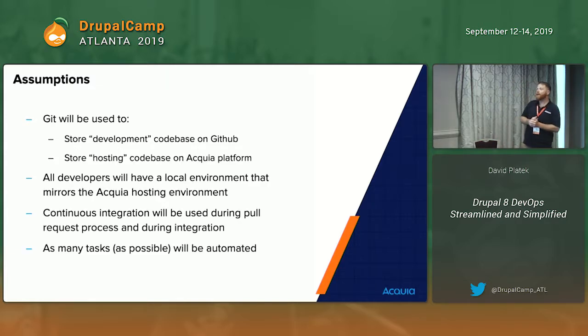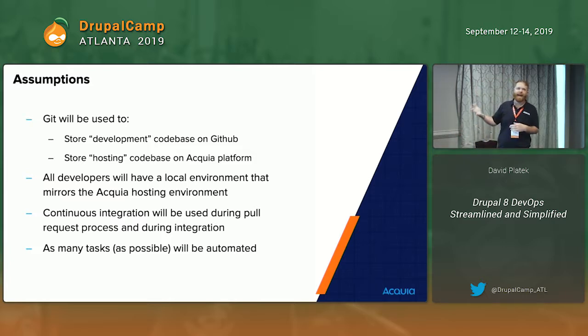So we have a few assumptions with this particular process, and the good news is that some of these assumptions are in the process of changing. As it stands right now, obviously you're going to have to use Git. We recommend, again, using two different repositories: your development code base, your social code base, where you're going to collaborate with your colleagues. Put that on a service like GitHub, Bitbucket, GitLab. GitLab is probably going to be more popular moving forward since Drupal.org has officially moved to it.